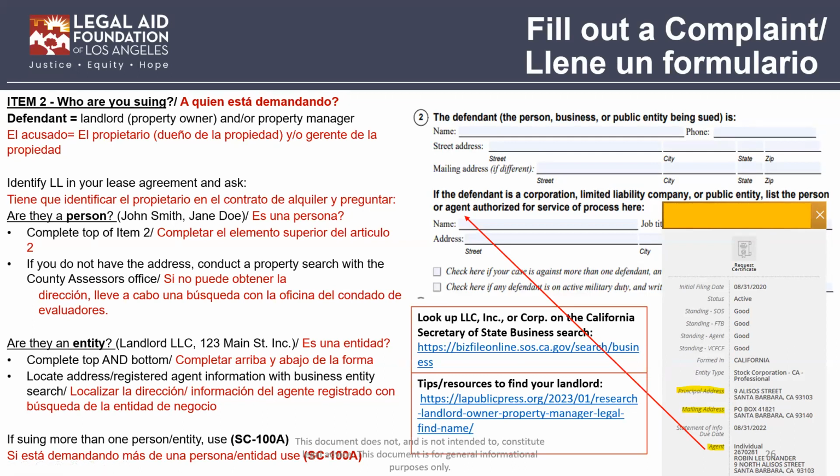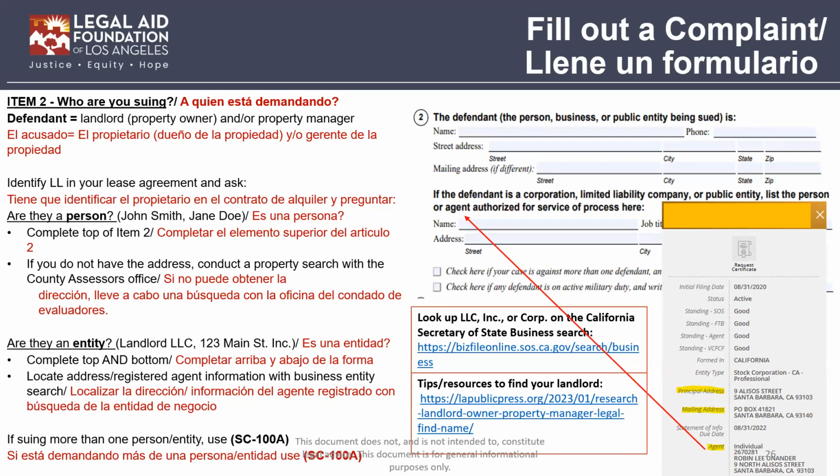One, again, look at your lease agreement. See if your lease agreement includes the address for an office for the landlord. If there's a place that instructs you to drop off keys, drop off rent checks, that can be a good indicator of a good address to list on the complaint. If you don't have any information like that in your lease and you're not sure what the landlord's address is, a few more things you can do.